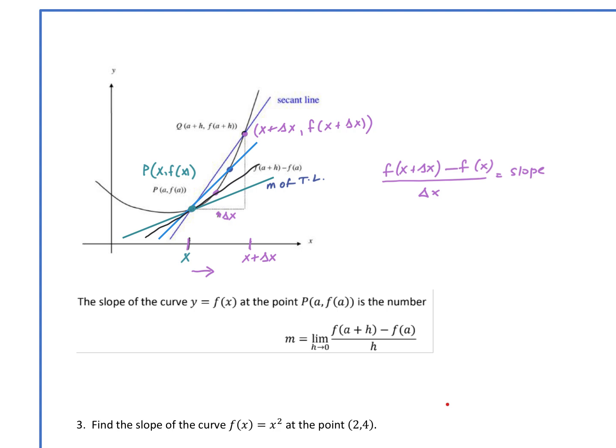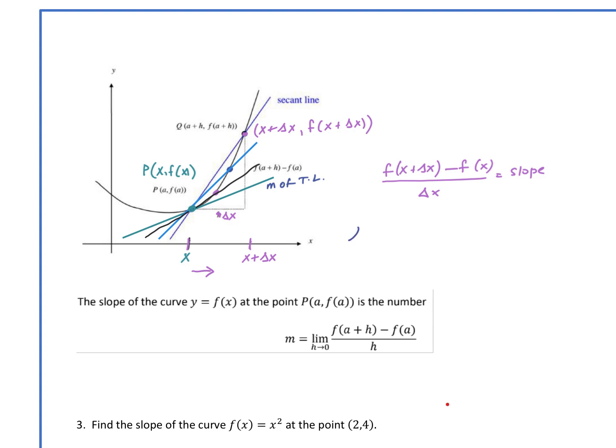Okay, so now let's talk about what was happening here. Would you agree that as each point got closer to this fixed point, my delta x kept getting smaller? Like first I was here, then I was here. If I did it again, I would have been here, then here, and then here. I just keep bringing this in closer and closer. My delta x is getting so small that it's going to 0. And that's where limits come into play.